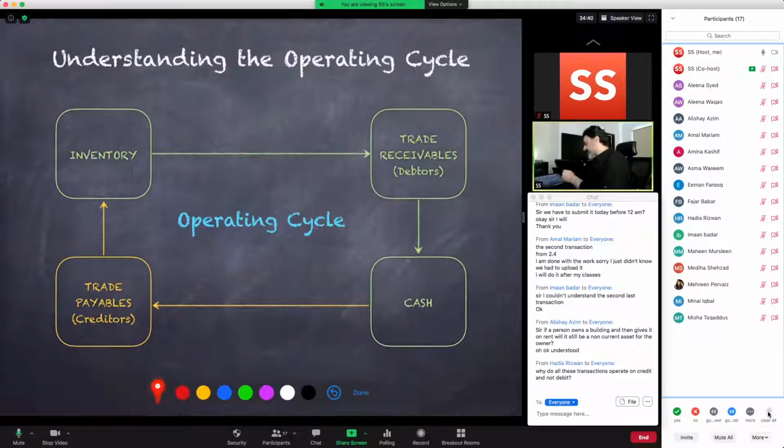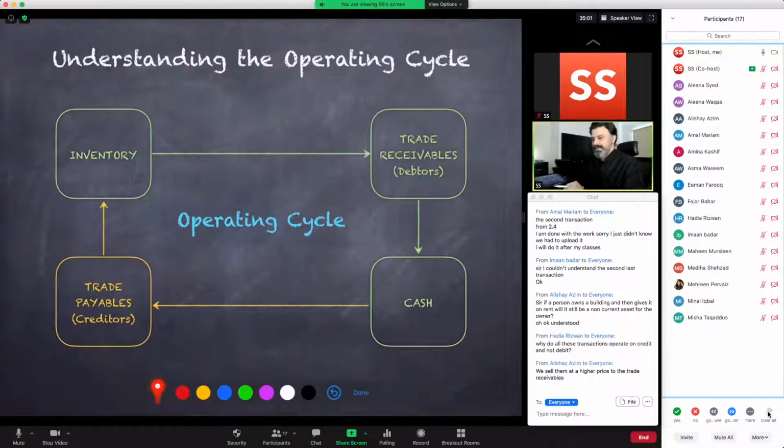The only thing I see is that we buy goods from our creditors or suppliers, we sell them to our debtors, we collect cash from them, and then we settle our creditors. Where in the operating cycle do we find the profit? The purpose of this operating cycle is to make profit. So where is the profit in this operating cycle?